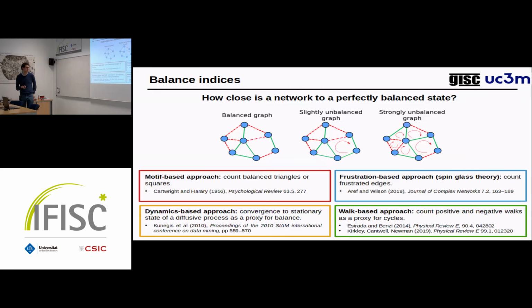And there are 4 main approaches in the literature. The first one is just to count motifs, to count the number of positive and negative triangles or squares and use them as proxies for the global property that is balance. Then we have the frustration-based approach, which is basically to take the tools from spin glasses and physics and to import them. Again, we will talk a bit about frustration in the last part of the talk.